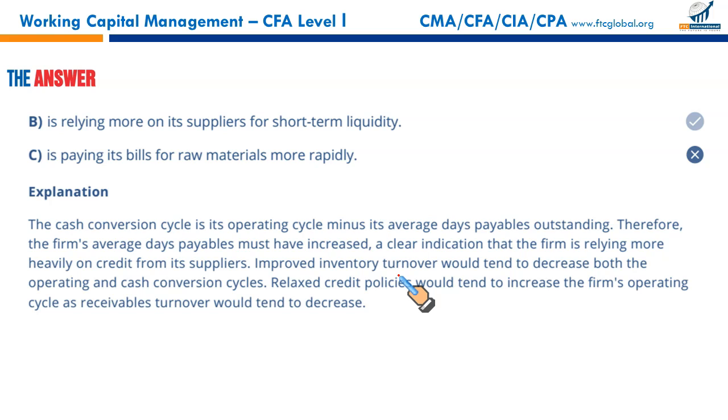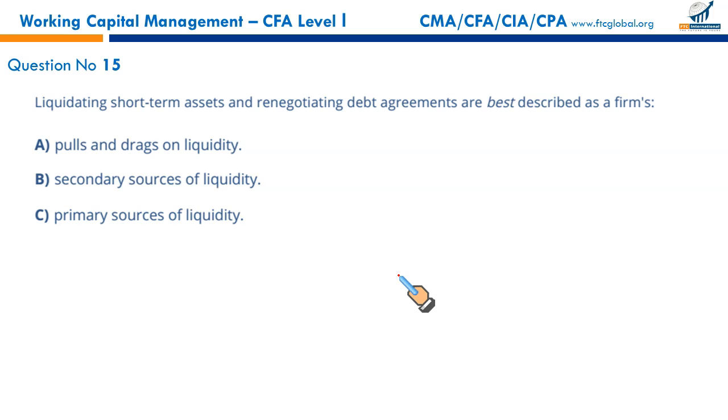When you delay paying your supplier, you will have more cash at your disposal, which is good for your liquidity. Next question, number 15. Liquidating short-term assets and renegotiating debt agreements are best described as what? When you renegotiate the loan arrangements with your banker, it means you are in trouble. You are in liquidity trouble. So these sources of finance which you ask for in trouble are called the secondary sources of finance.